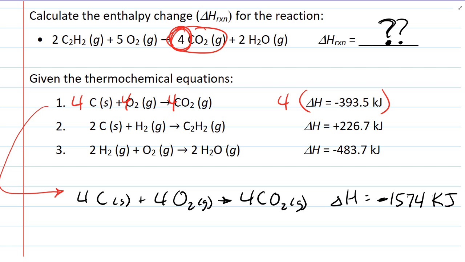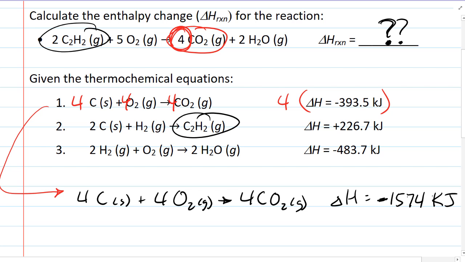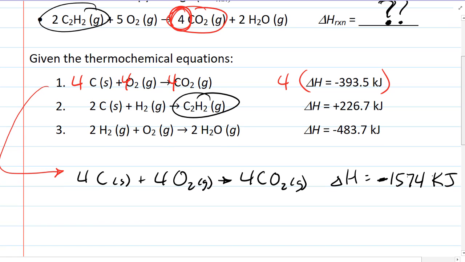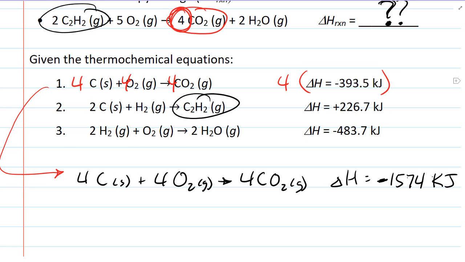So then, we take the next equation. We want to manipulate equation number 2. This one here, we see that C2H2 is on the product side. In the given reaction, the C2H2 is on the reactant side. So what do you suppose we need to do to equation number 2? Multiply by 2. And what else do we have to do? We need to take that equation and flip it around.